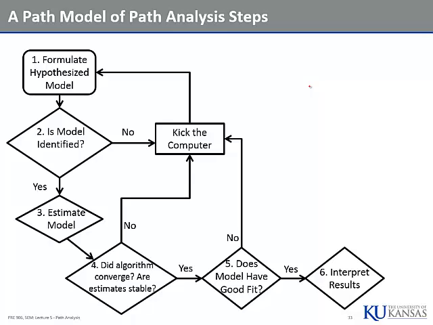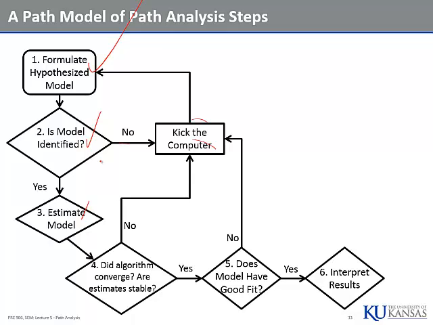So here's how it usually works. You formulate a hypothesized model, all right? And is the model identified? If the answer is no, you kick the computer just because it's there, and you go back and reformulate it, right? But if the answer is yes, you move to estimate the model.